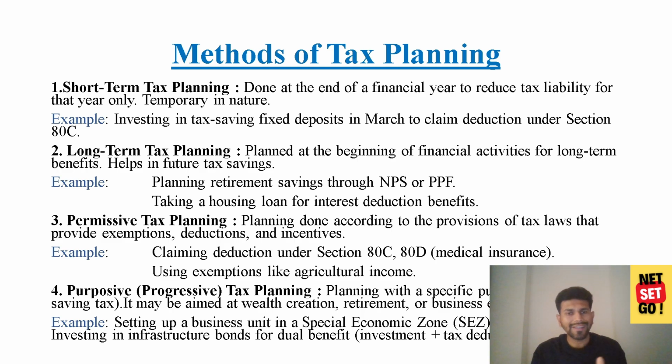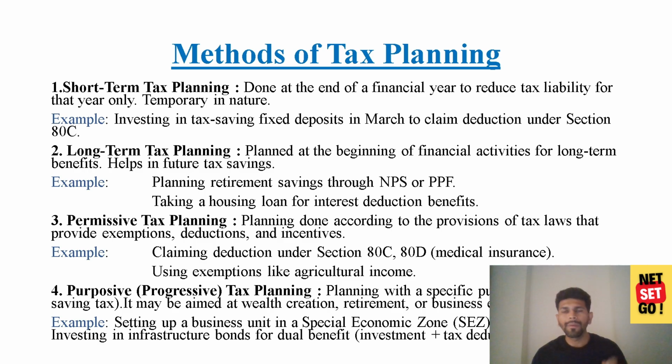Then permissive tax planning. Planning done according to the provisions of the tax law that provide exemption, deduction, and incentives, claiming 80C and 80D, 80D for medical insurance. Using exemptions like agricultural income, you must have heard about the celebrities declaring agricultural income. You can go through it, the concept is very interesting.